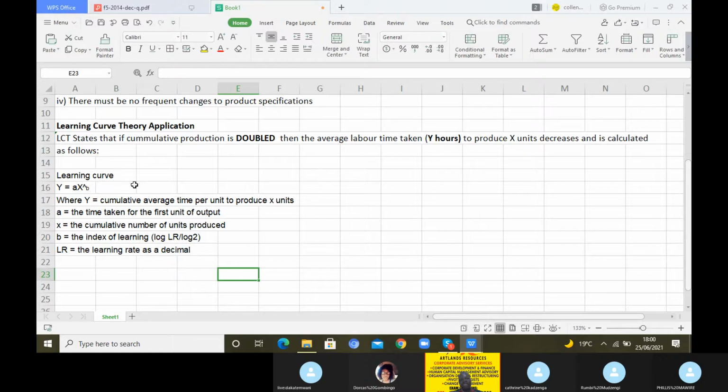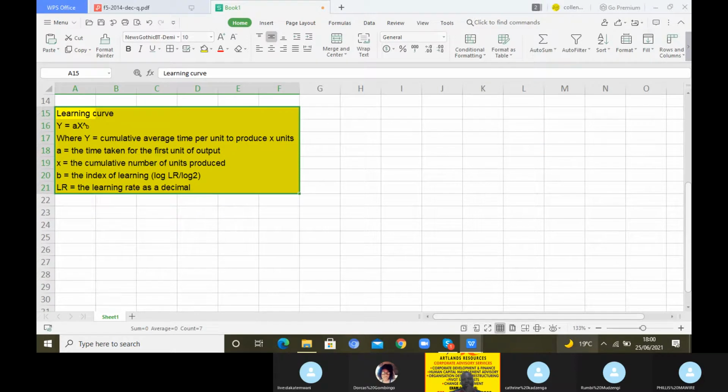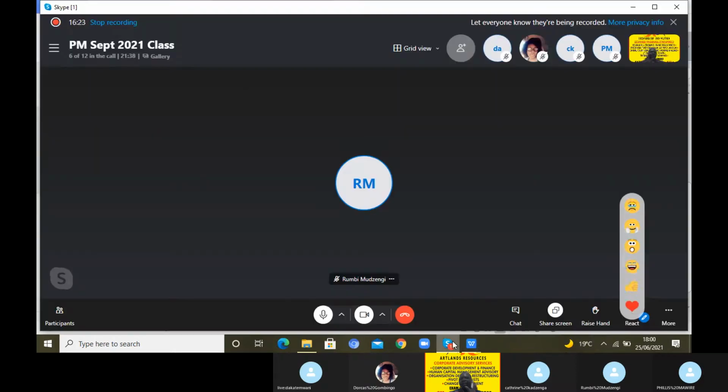Logarithm of learning rate over the logarithm of 2. Let me shade this in yellow and allow me then to expand on this further. When you hear people saying PM is difficult, one of the things which makes PM difficult is a failure to understand the topic I'm discussing today.